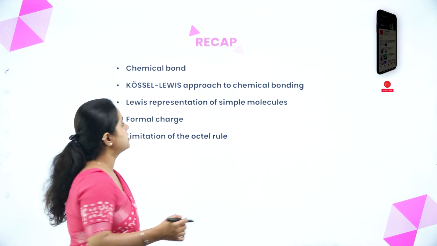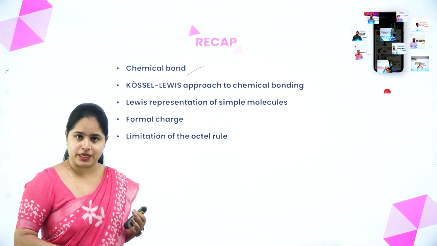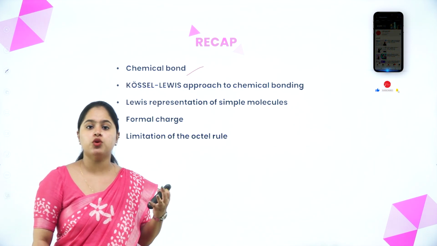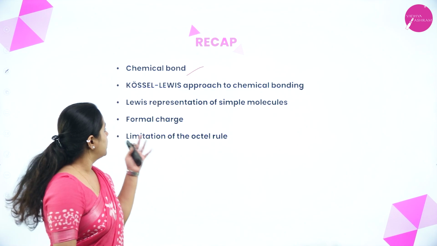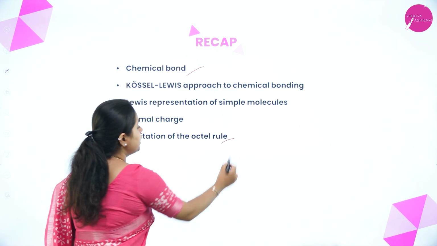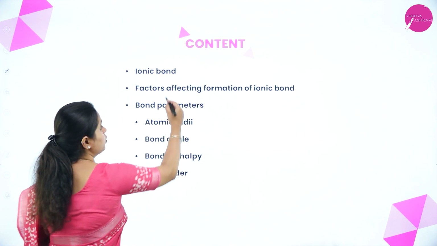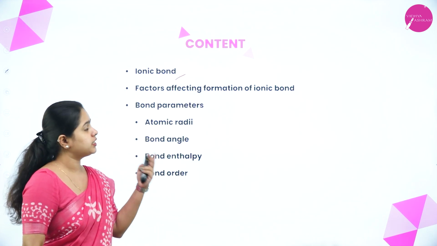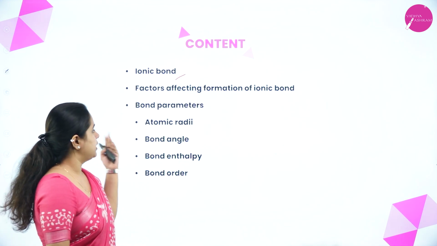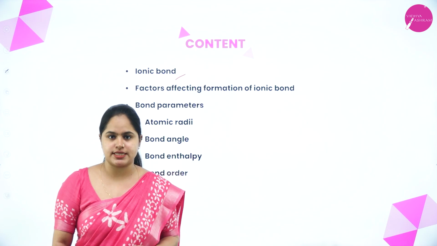So in the last class, we discussed chemical bond. Then we studied the Kossel-Lewis approach to chemical bonding, and the Lewis representation of simple molecules, how to represent different molecules. And then formal charge also we studied, and thereby we even discussed the limitation of the octet rule. So in today's session, we are going to discuss ionic bond and the factors affecting the formation of ionic bond. Then we will be discussing the different bond parameters, that is atomic radii, bond angle, bond enthalpy and bond order.